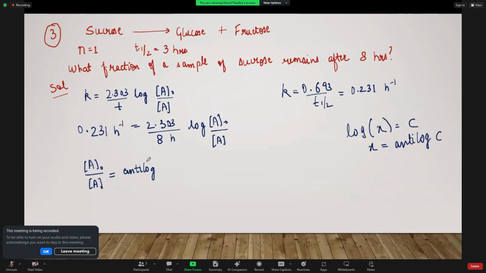Similarly, when you take the anti-log here, on calculation this would be 0.8024, and the numerical value will be anti-log 6.345, the approximate value 3.645. So this is the fraction. What they have asked? They have simply asked the fraction of sample of sucrose which is remaining after 8 hours.